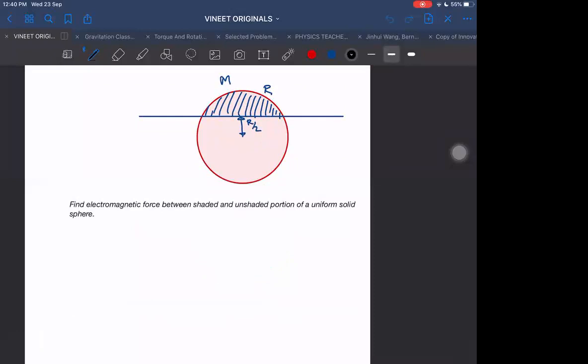Find the electromagnetic force between the shaded and the unshaded portion of a uniform solid sphere. We'll try. Same as the before question only, no, sir. This is exactly the same.